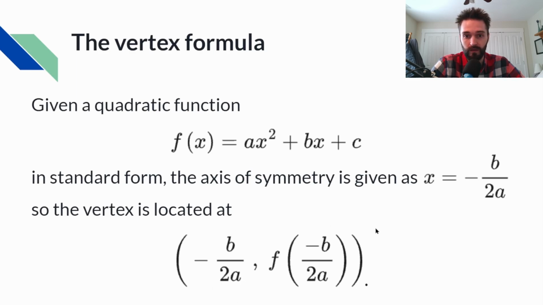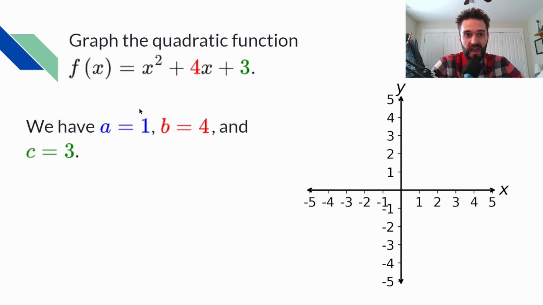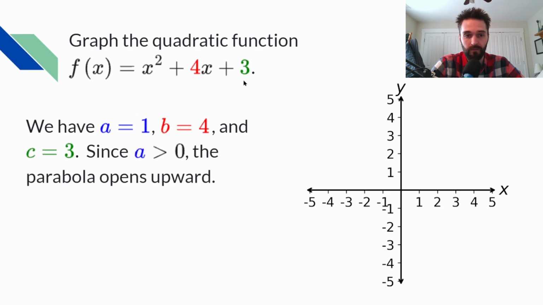Okay? Let's do that right now. Here we're asked to graph the quadratic function f of x equals x squared plus 4x plus 3. Okay? The first thing we notice is that we have a equals 1, right? There's an invisible 1 right here as a coefficient. A equals 1, b equals 4, and c equals 3. Since a is positive, that means that the parabola opens upward. Okay?